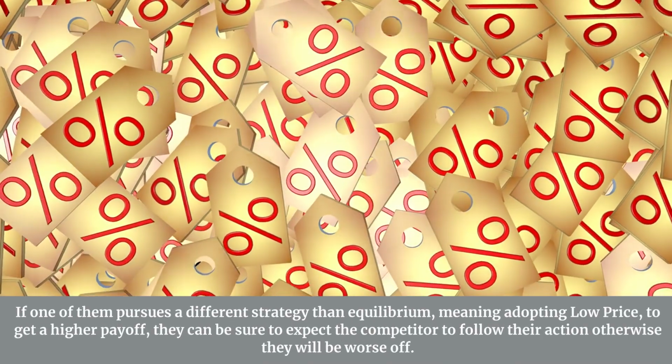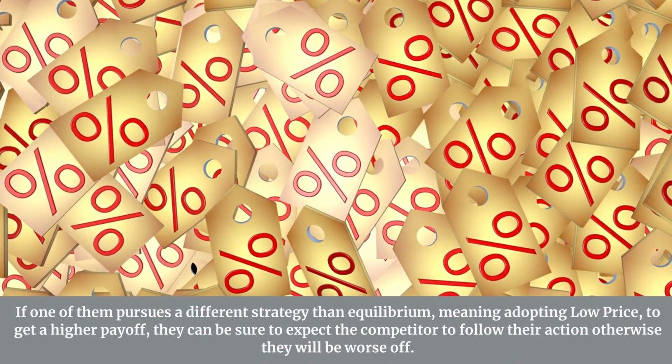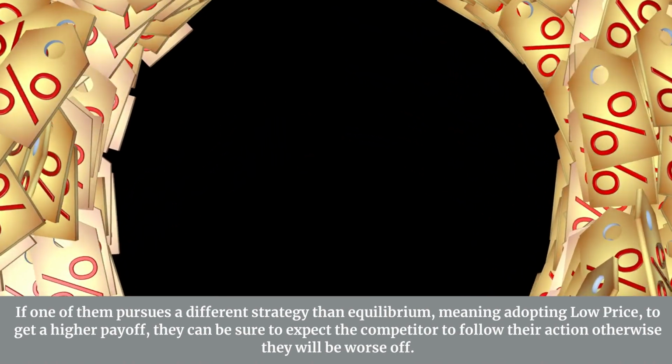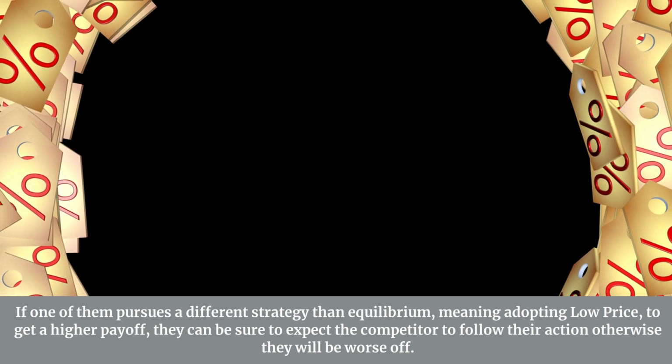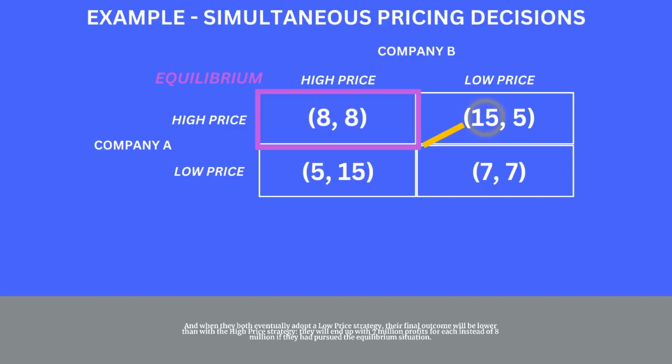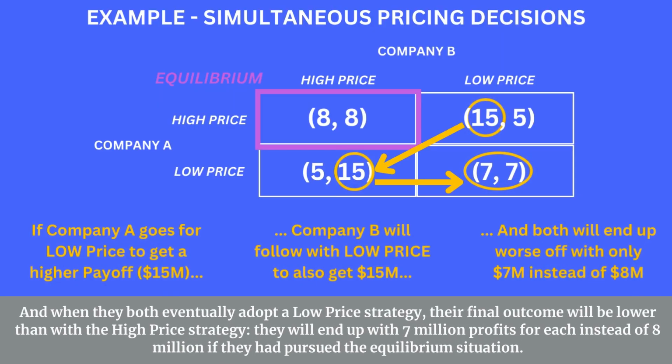If one of them pursues a different strategy than equilibrium, meaning adopting low price, to get a higher payoff, they can be sure to expect the competitor to follow their action, otherwise they will be worse off. And when they both eventually adopt a low price strategy, their final outcome will be lower than with the high price strategy. They will end up with 7 million profits for each instead of 8 million if they had pursued the equilibrium situation.